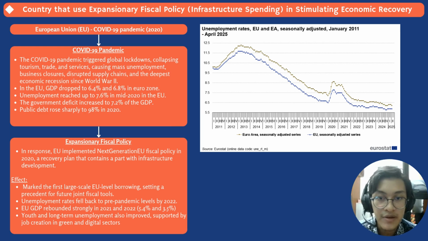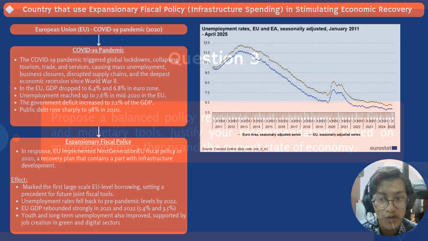In response, the EU had implemented the Next Generation EU, which is a fiscal policy that contains a part of infrastructure development. And because of that, youth and long-term unemployment also improved and returned to pre-pandemic levels by 2022, because of the job creation in the green and digital sectors. EU GDP has also rebounded strongly in 2021 and 2022, at 5.4% and 3.5% respectively.